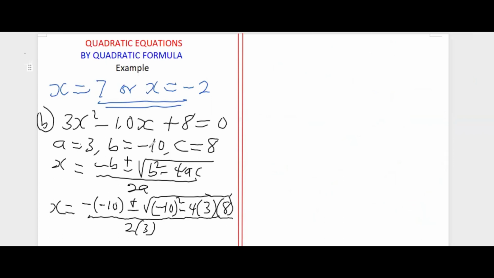So from here we have x equals negative minus minus, that is plus 10, plus or minus the square root of minus 10 squared, which is minus 10 times minus 10, which is plus 100. Then for this one, minus 4 times 3 is minus 12. Minus 12 times plus 8 is minus 96, over 2 times 3 is 6.